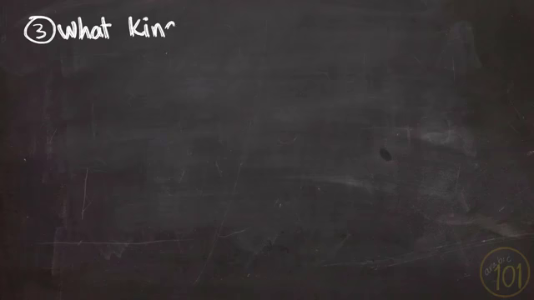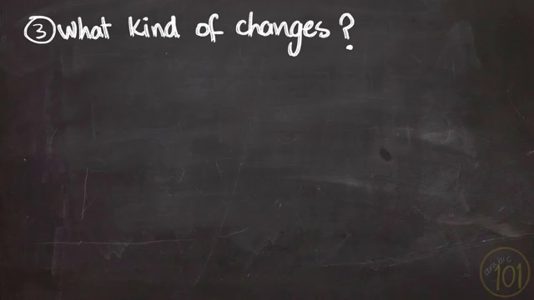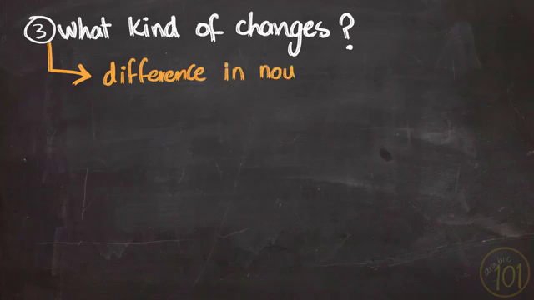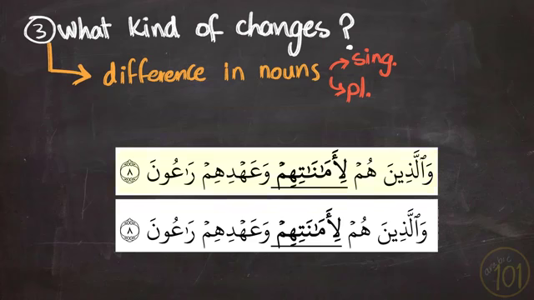The next question is, what kind of changes are there when we talk about the 7 Ahruf, or in Arabic, Al-Ahruf As-Sab'a? What kind of changes can we expect? Now, the variations may involve difference in nouns. That, for example, in one variation, a word is mentioned in the plural form, and in another it is mentioned in a singular form, like in this example.